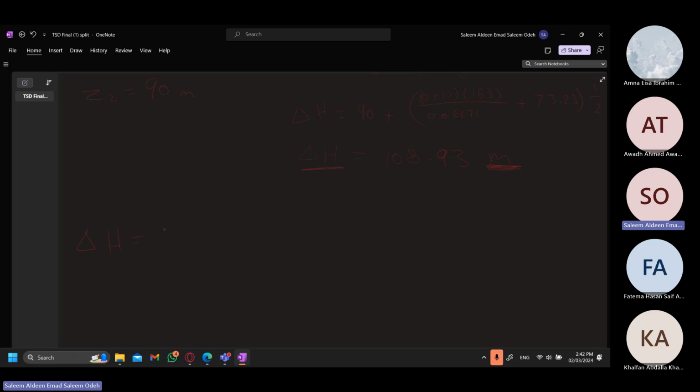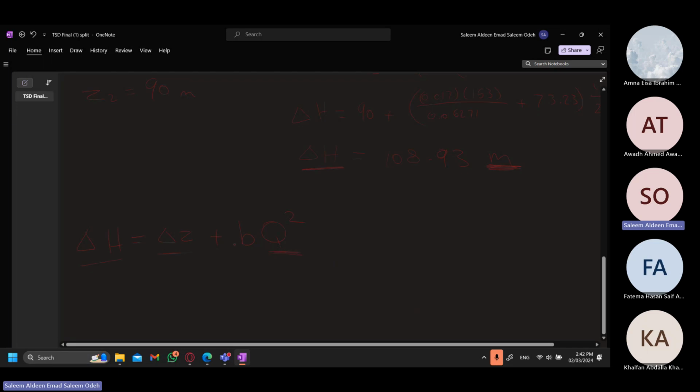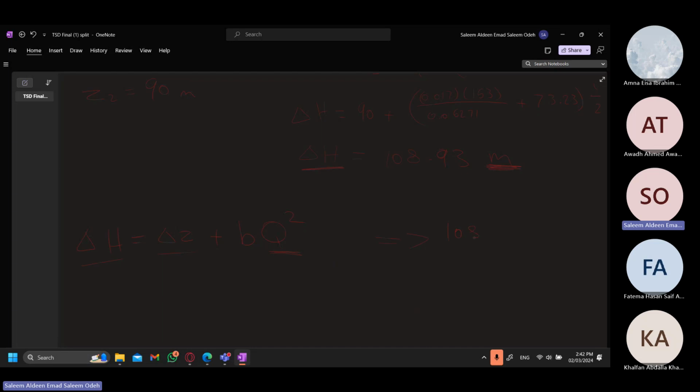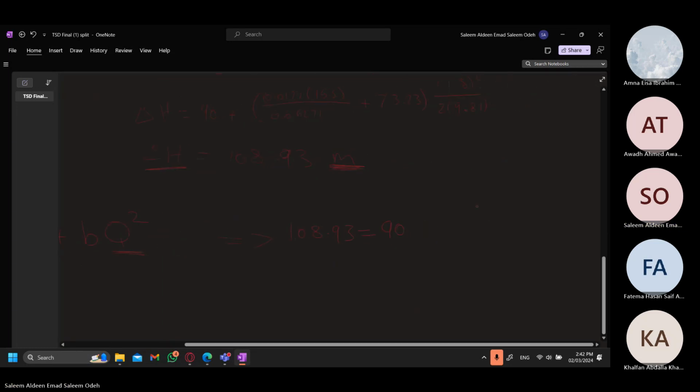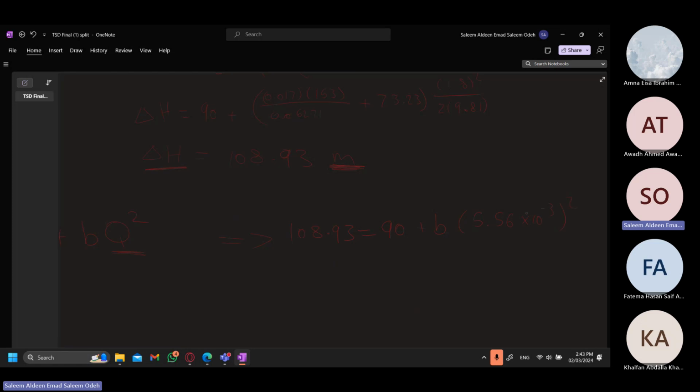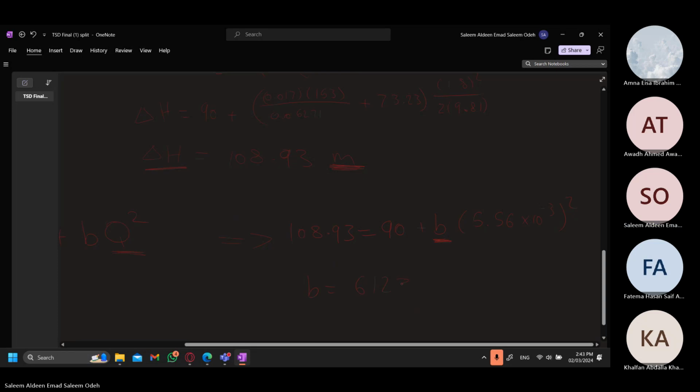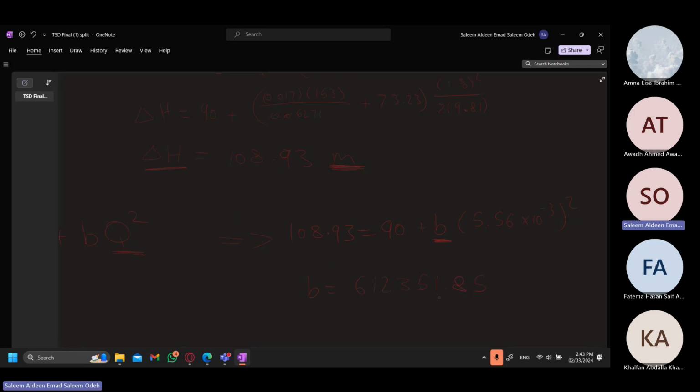Delta H equals delta Z plus BQ squared. Now we have delta H, we have delta Z, and we have Q. What we need to find is B. So what we'll do is we'll write it out as 108.93 for delta H equals 90 meters for delta Z plus B multiplied with 5.56 times 10 to the power of negative 3 squared for the value of Q. We'll just rearrange the equation to find the value of B, which is 612,351.85. Now that is not the answer to the question.